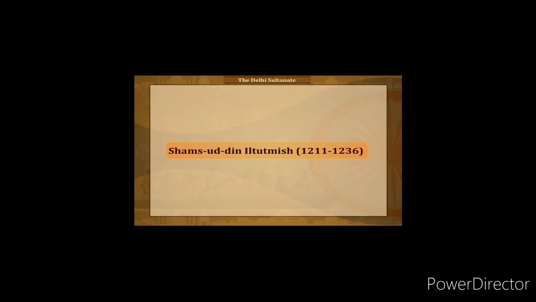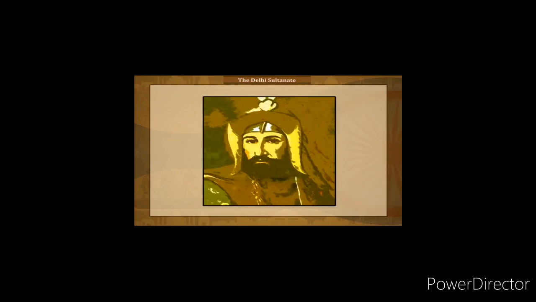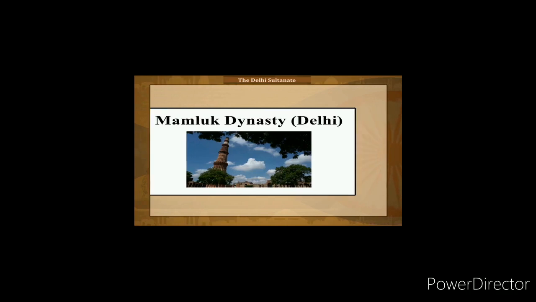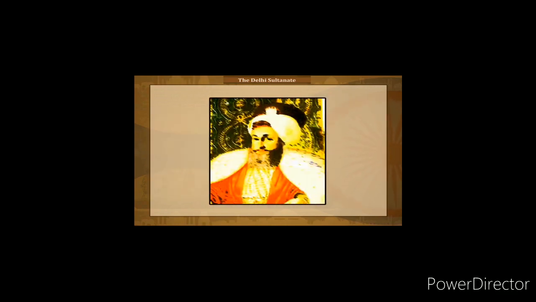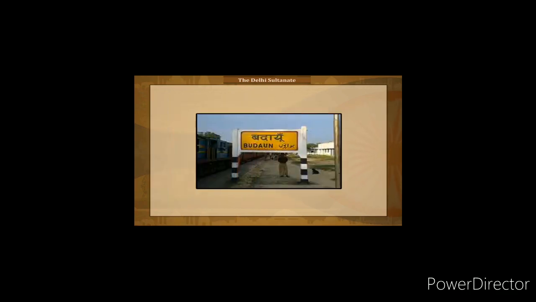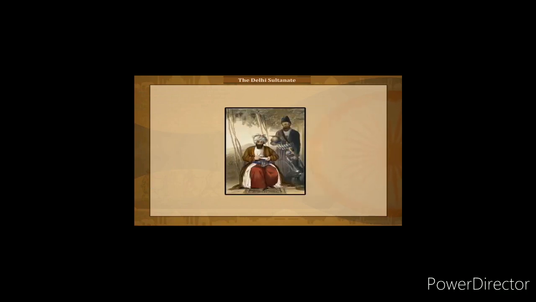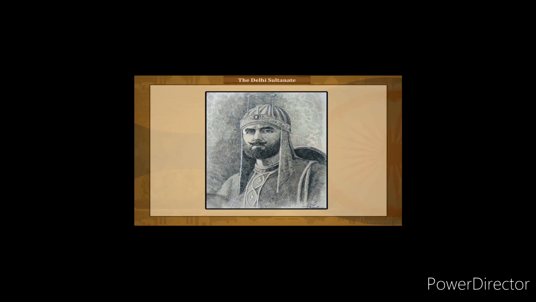Shams-ud-Din Iltutmish, 1211 to 1236. He was the third ruler of the Mamluk dynasty of Delhi. He was a slave of Qutbuddin Aibak and later became his son-in-law and close lieutenant. He was the governor of Badaun when he deposed Qutbuddin's successor, Aram Shah, and acceded to the throne of the Delhi Sultanate in 1211.